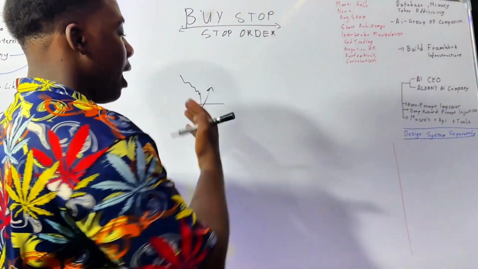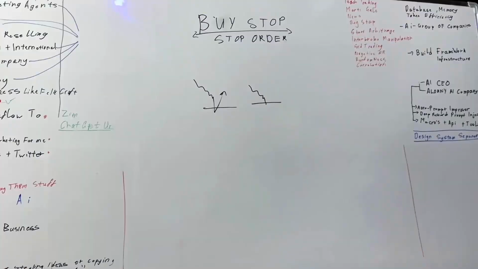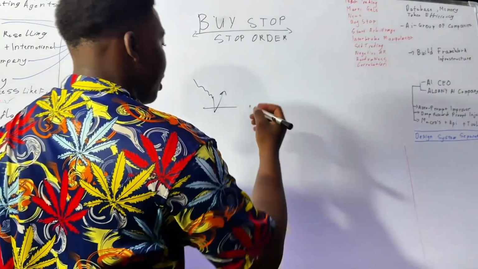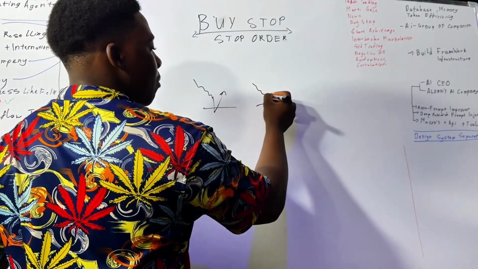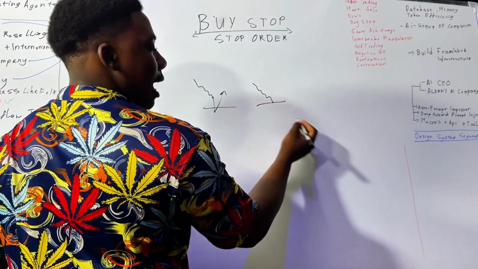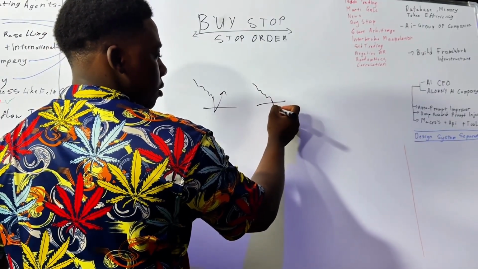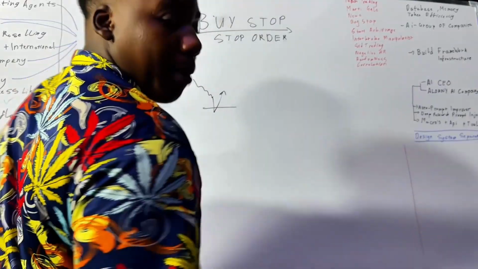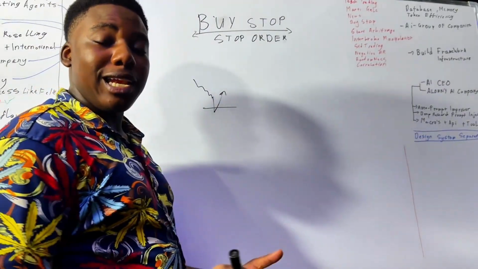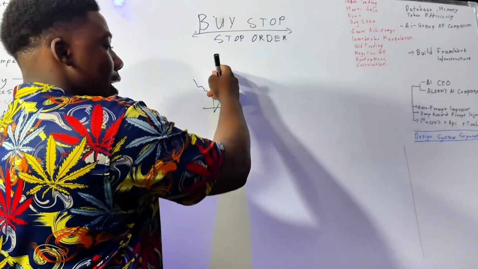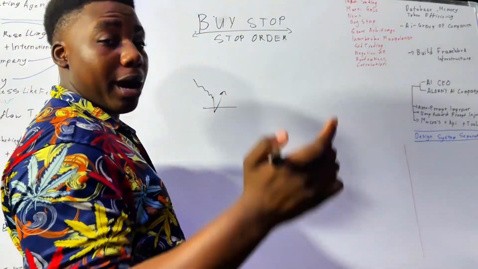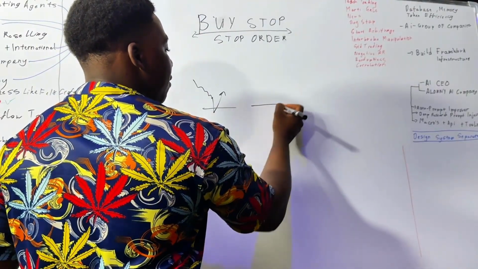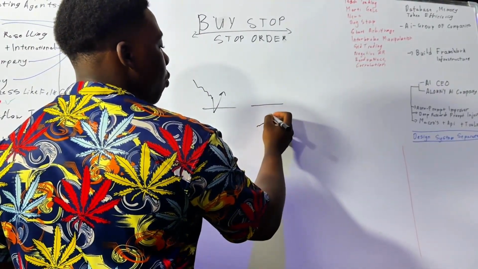When it comes to a buy stop, unlike a buy limit, what's going to happen is that price is going to come down, and the moment it gets to the current price, it's going to buy. You understand? For the buy limit, if you want to buy, you have to have your order below the current price. For a buy stop, it's basically the inverse. The price has to be below where you want to buy.